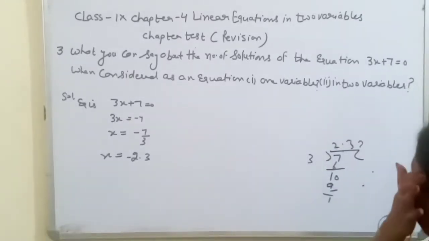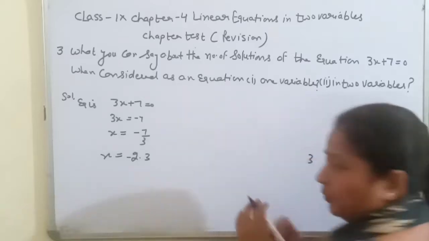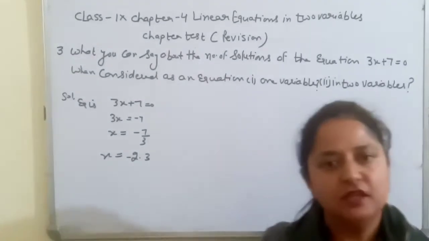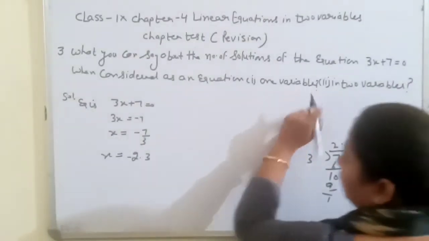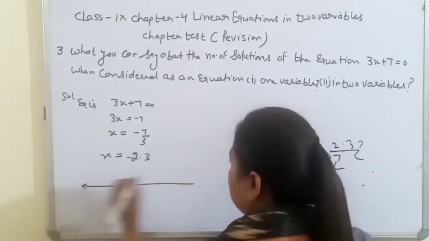Now how many solutions can we get when it is an equation in one variable? Obviously for one variable it is a linear equation. The degree is 1 for x, so it has only one solution. So let's see how we can draw it on the number line.